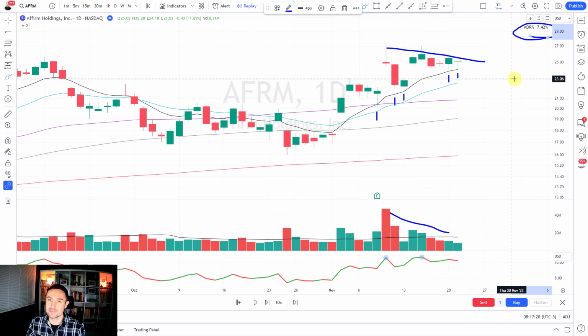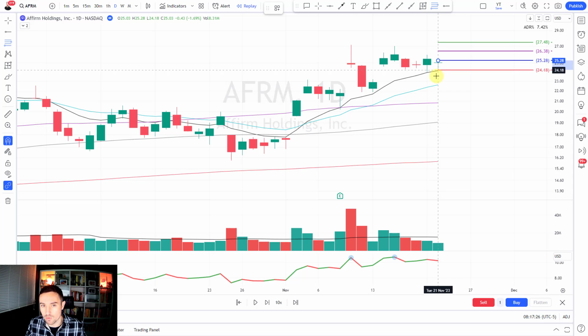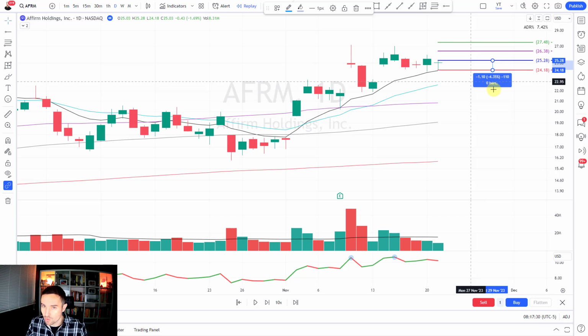Look at the ADR percentage. Nearly 7.5% at this point here, 7.42%. So okay, let's plan the trade out. Let's put our Fib retracement tool, hold control, snap to the high and the low. So what would our initial risk be looking like? Well, it's around about 4.5%.